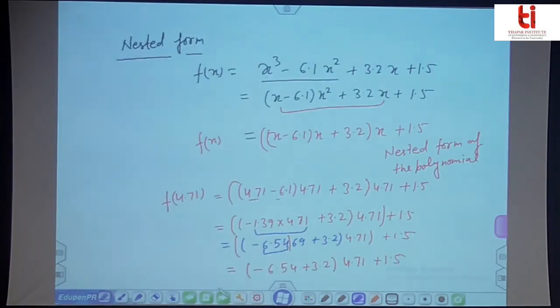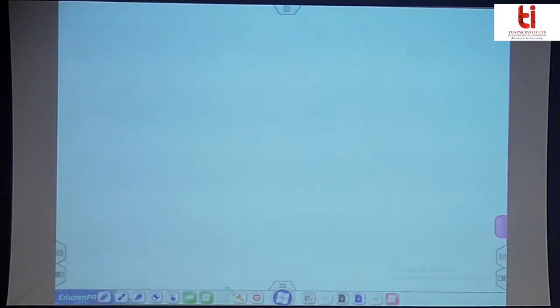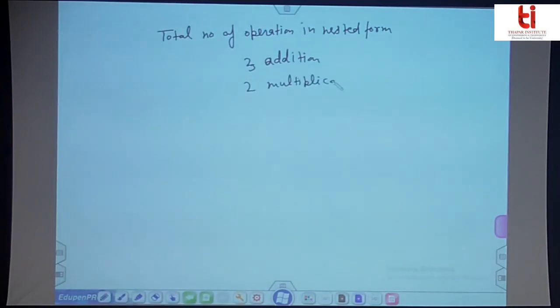If we check how many operations in nested form, you can see from here, the number of operations: 1 subtraction, 1 addition, so there are 3 additions, and multiplication, 1 multiplication, 2 multiplications. So we have the total number of operations in nested form: 3 additions, 2 multiplications, means a total of 5 arithmetic operations.